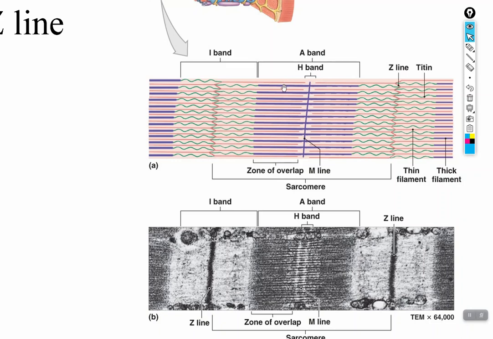But because these are arranged in a repeating organization where there's one after another, we have to decide where one sarcomere ends and the other begins. And so that's been decided that it goes from Z line to Z line.